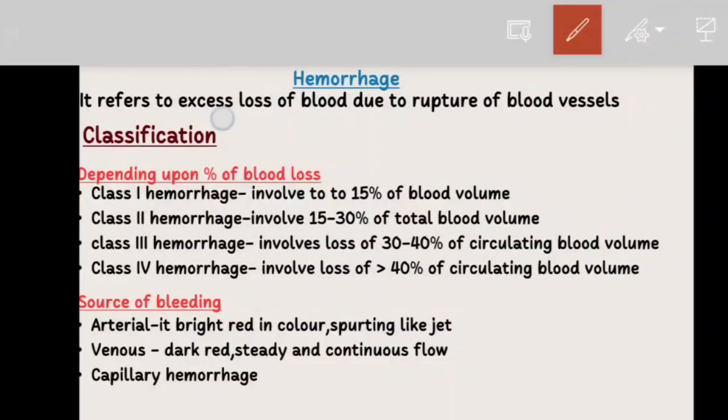So what is hemorrhage? Hemorrhage refers to the excessive loss of blood due to the rupture of the blood vessels. In simple words, when blood vessels break and too much blood comes out, it is called hemorrhage.